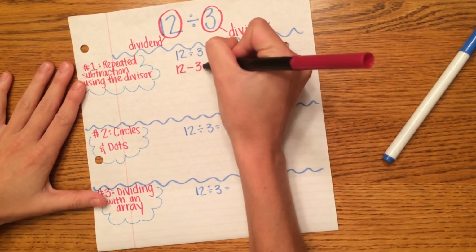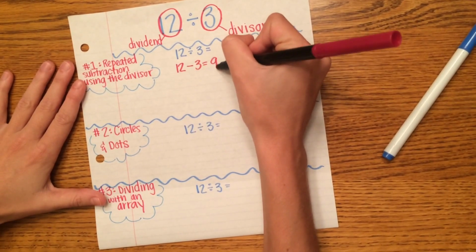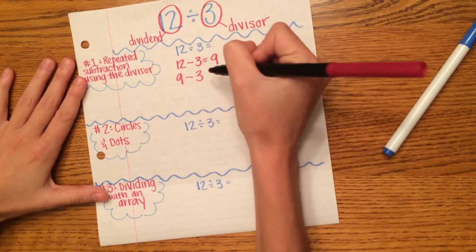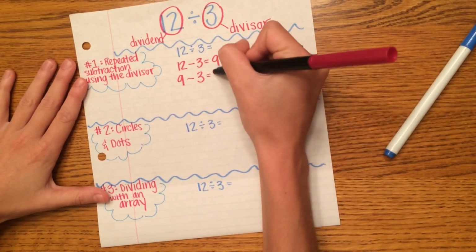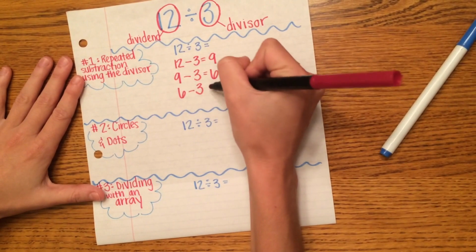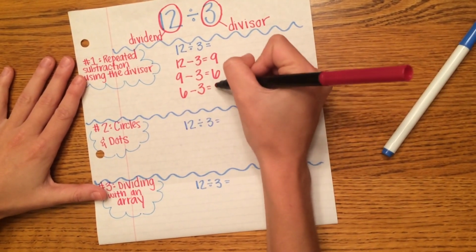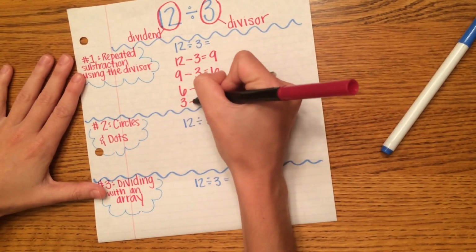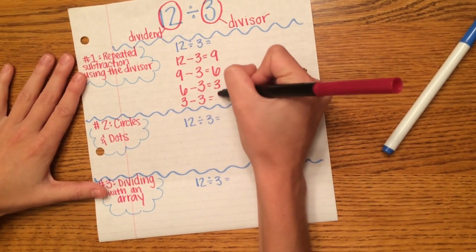12 minus 3, we'll do the math, which is 9. Then we'll take our answer 9 and continue to subtract by 3. I know that 9 minus 3 is 6. I'll take my answer of 6, and again, I'll subtract by 3. I know that 6 minus 3 is 3. Take my answer of 3, subtract it by 3, and I will get 0.